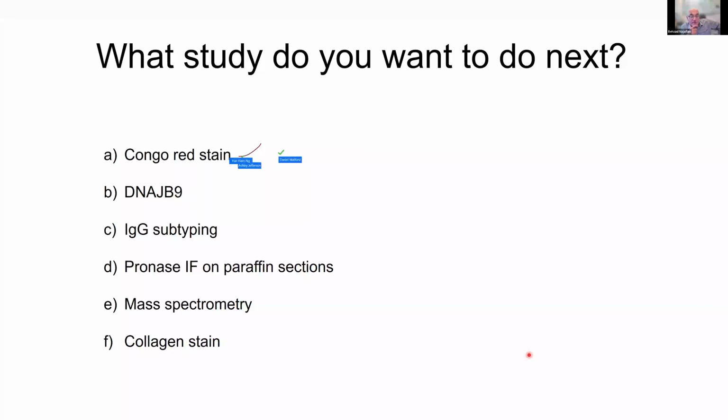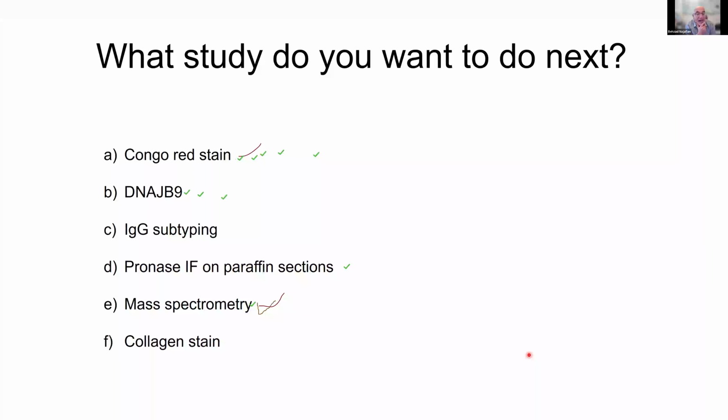Congo red, of course, we want to do that. DNAJB9, yes, we want to do that because we have IgG, although it looked like it's monotypical, but fibrillary is definitely in your differential when you have IgG. Pronase immunofluorescence, of course, we have to do that, and we'll talk a little bit more maybe about that. Nobody wants to do IgG subtyping.